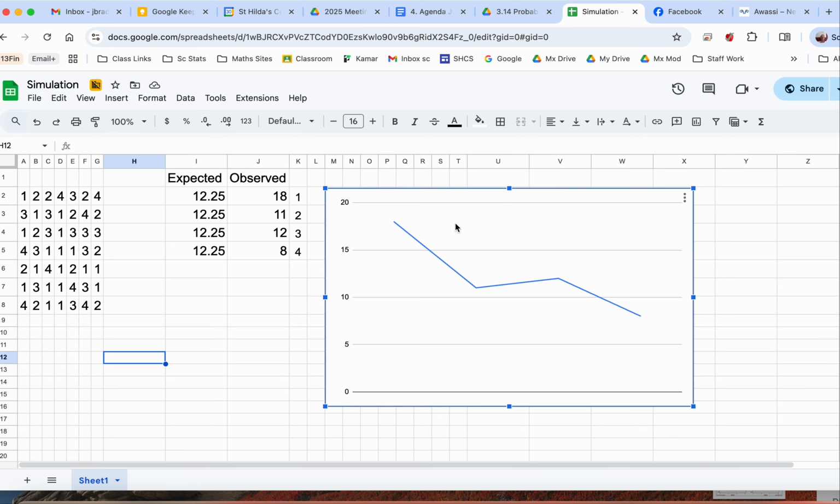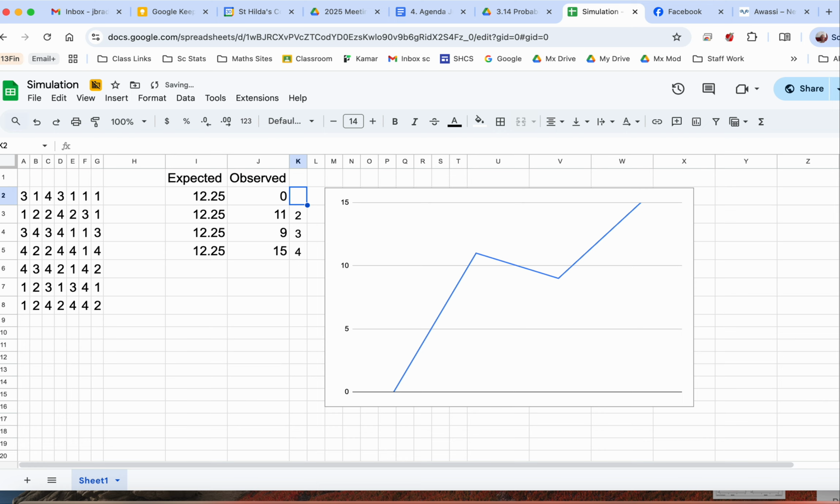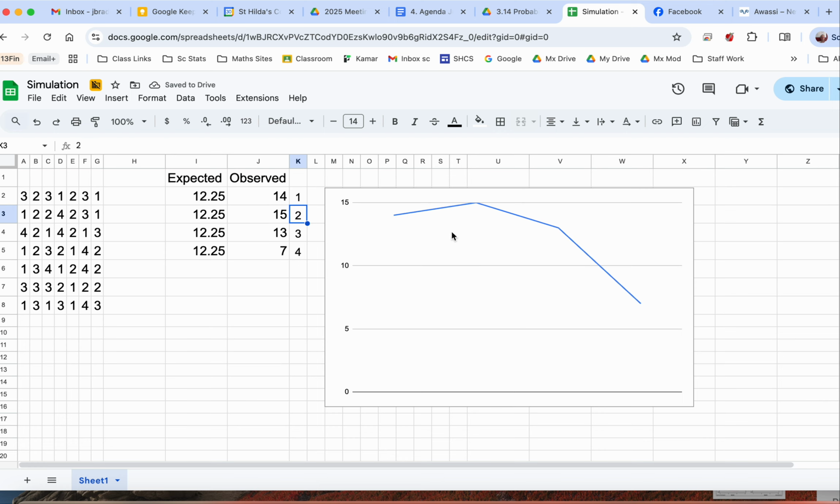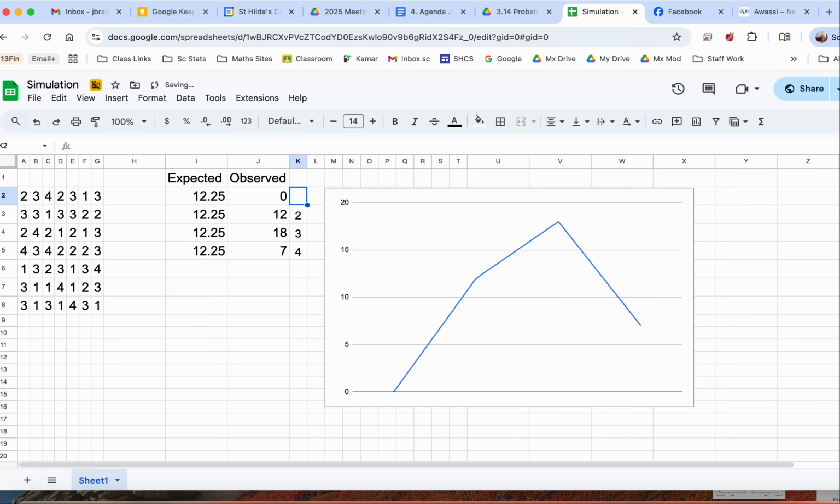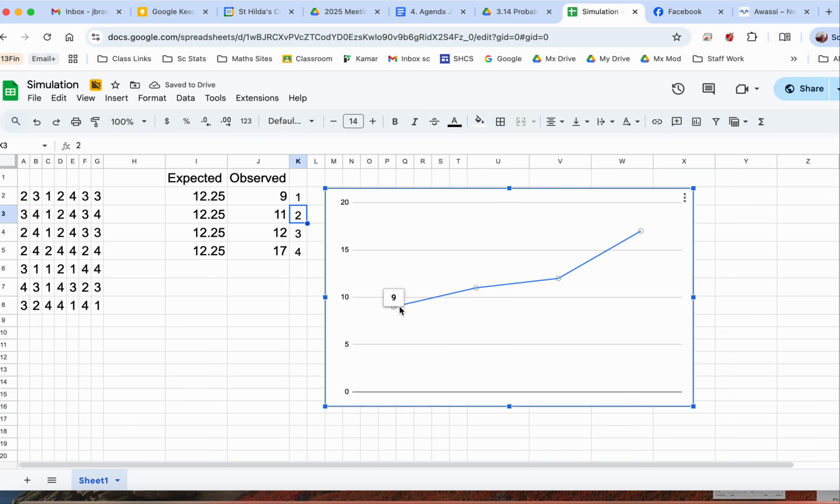And so here's my first selection, and if I click on it, I've got an 18, I've got an 11, I've got a 12, and I've got an 8. If I run it again, I just delete that and put the 1 back in. This time, if I click on there, I've got a 14, I've got a 15, I've got a 13, and down the bottom end I've got a 7. I run it again, and now I've got a 9 by the look of it, a 9, an 11, a 12, and at the top end I've got a 17.